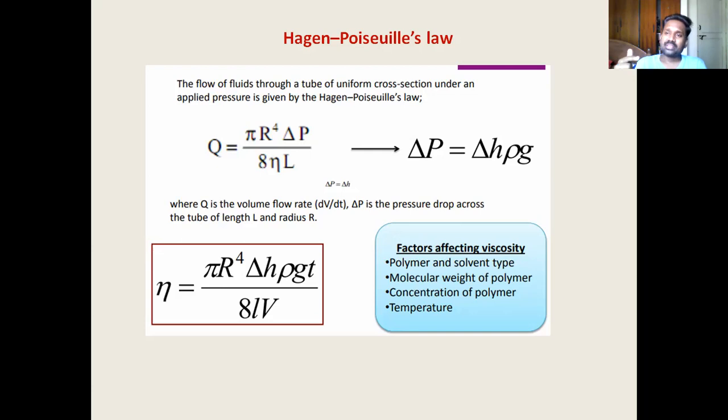Now, why do the polymers affect the viscosity so much? After all, what is viscosity? It is the resistance offered to the flow of the liquid. And if you look at the models which explain viscosity, you can find that the fluid which is flowing can be visualized as layers of molecules.